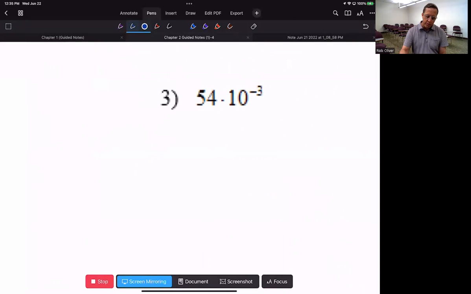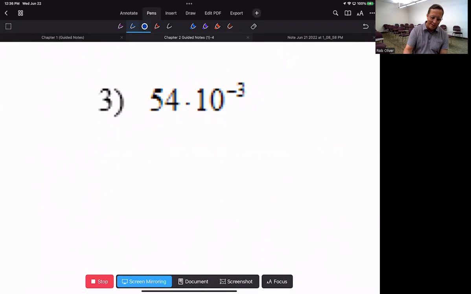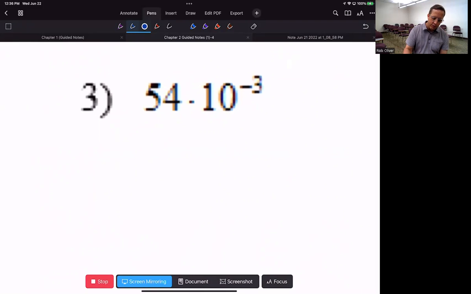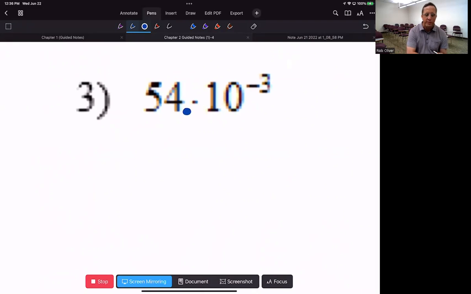All right, for number 3, this one has a negative exponent, therefore we're going to move it left. So if it's a whole number, by default, the decimal is right there. It's right after the ones place. And we're going to move that over 3 places.